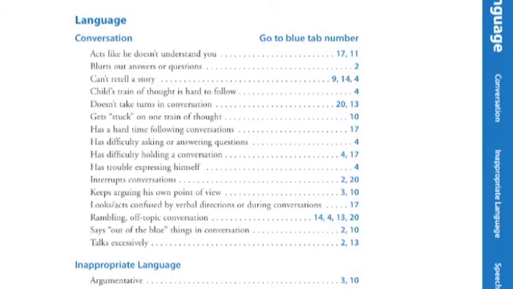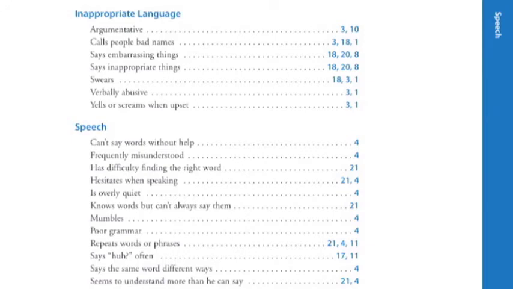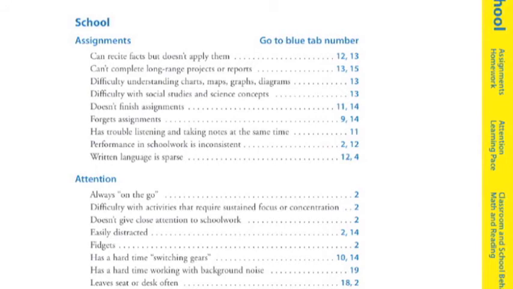The third area is language, including conversation, inappropriate language, and speech. And finally, the fourth area is schoolwork, problems that show up at school and problems with behavior at school, including assignments, homework, grades, and tests, for example.